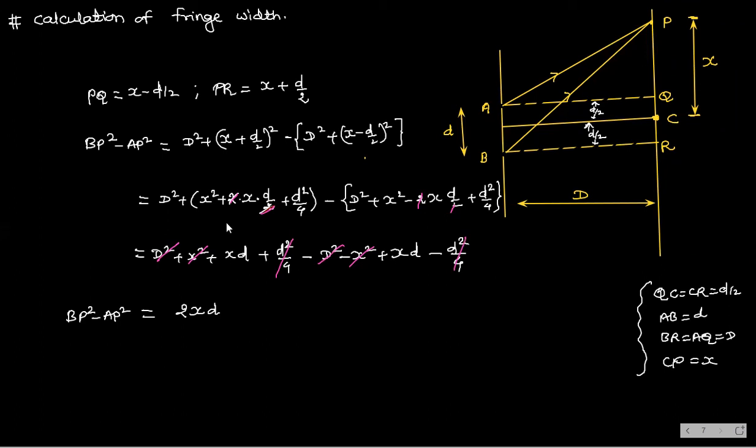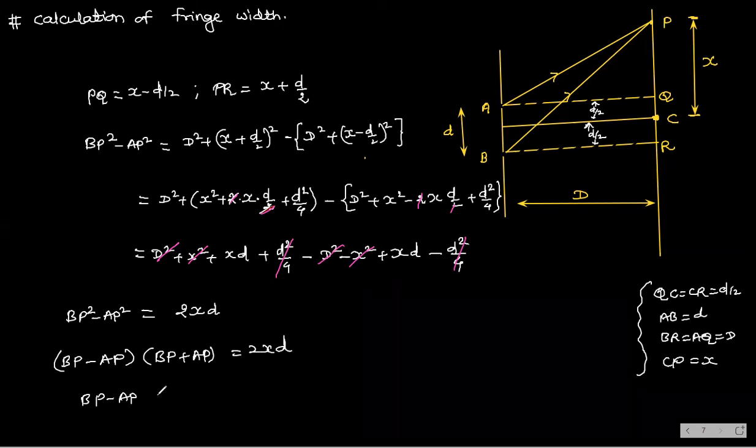Right. Now, this is again a square minus b square formula. So can I write like this? bp minus ap into bracket bp plus ap is equal to 2xd. Now bp minus ap is what? Path difference, है ना. So therefore bp minus ap is equal to 2xd divided by bp plus ap, है ना. Right? 2xd by bp plus ap.